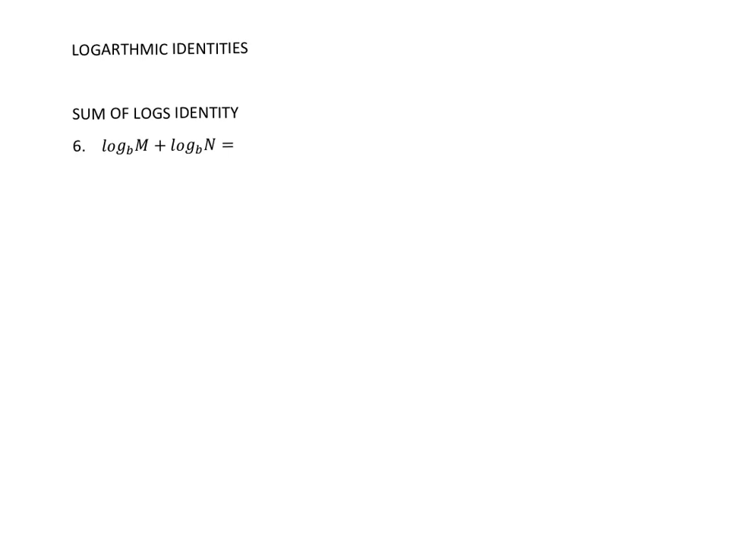So now we move on to the 6th log identity, which is called the sum. In this format, we can see that if you have 2 logs with the same base, what happens when you add the log expressions? What is going to happen? So we're going to actually prove this.